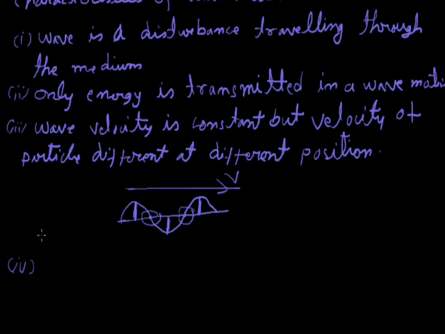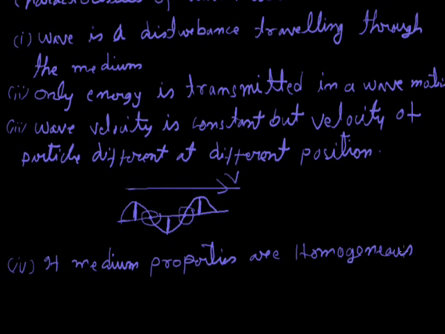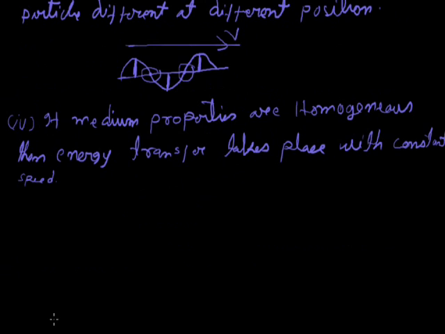Okay, now the next point is that energy transfer takes place with constant speed if the medium properties are homogeneous. So if the medium properties are homogeneous, then energy transfer takes place with constant speed.